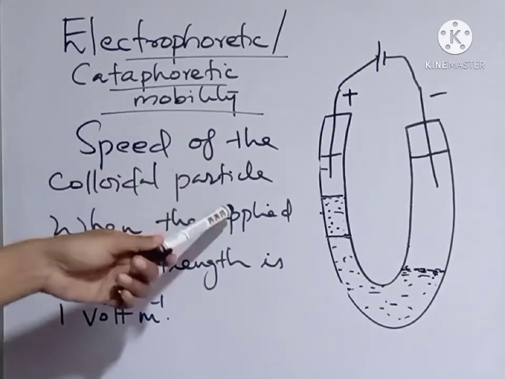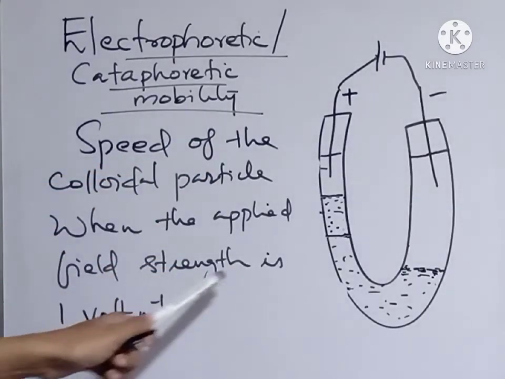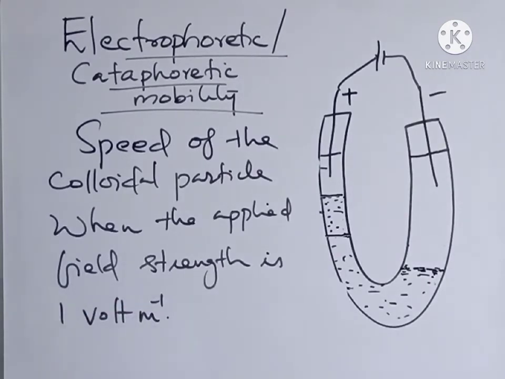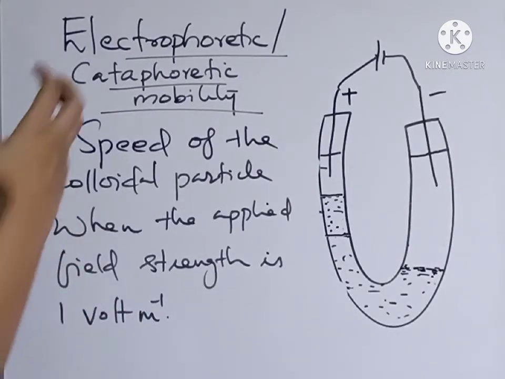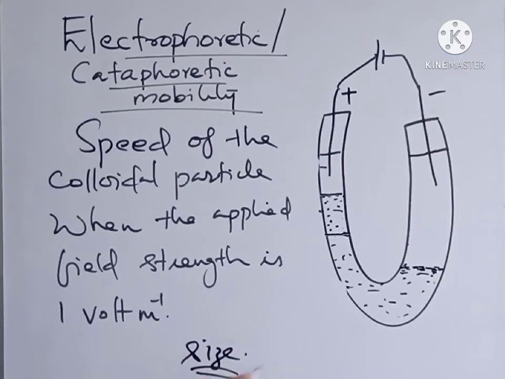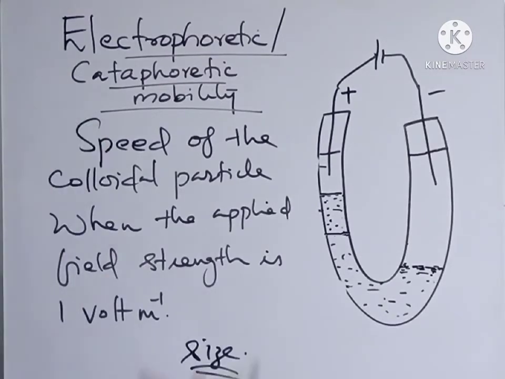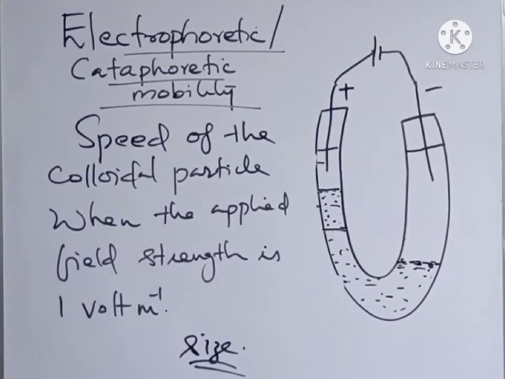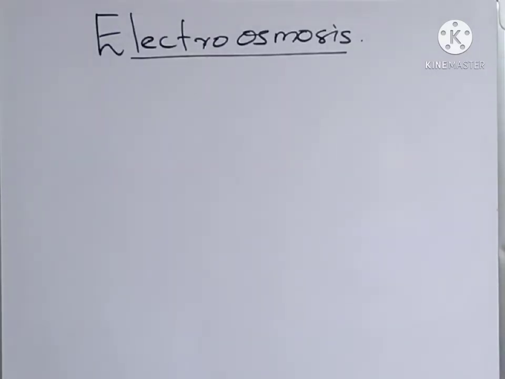Speed of the colloidal particle when the applied field strength is 1 volt per meter. Obviously, the factor which just depends on the electrophoretic mobility will be the size of the colloidal particles. So, this is all about electrophoresis. Then move on to the next one, that is electroosmosis. Okay, let's start with the difference between electroosmosis and electrophoresis.